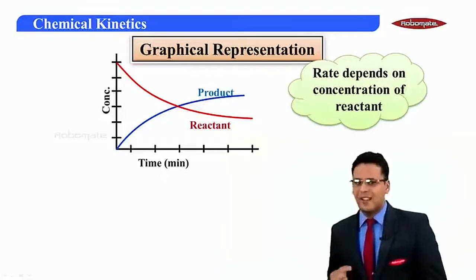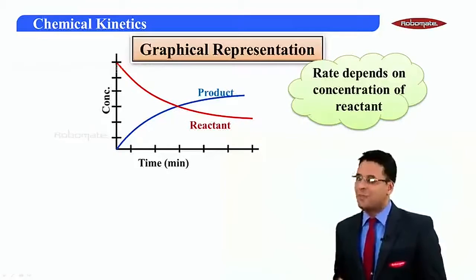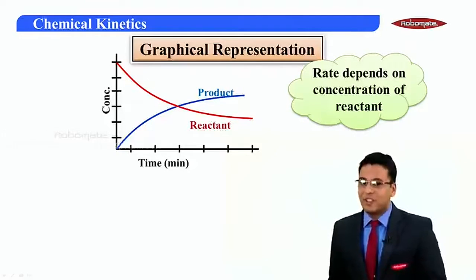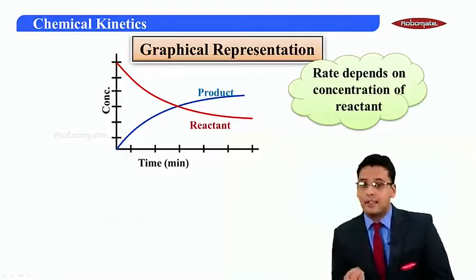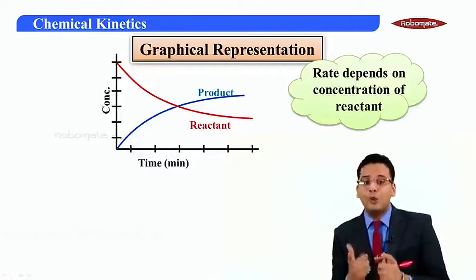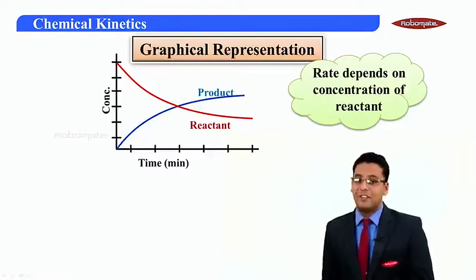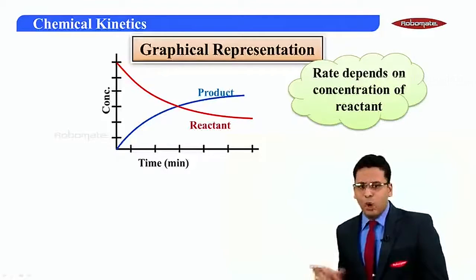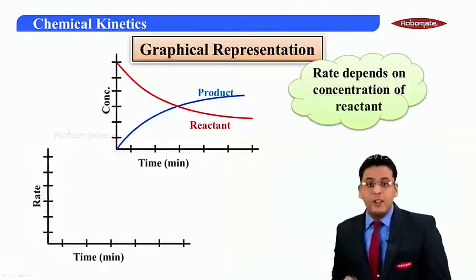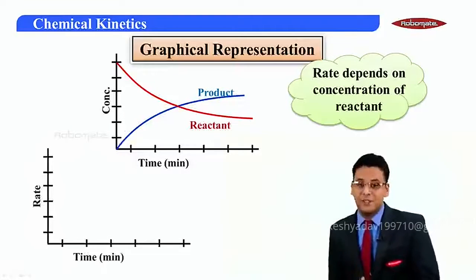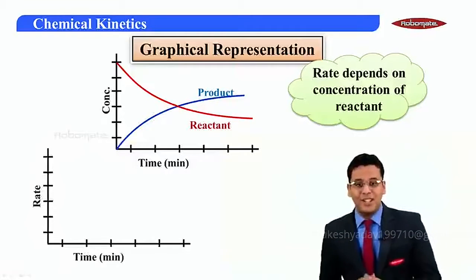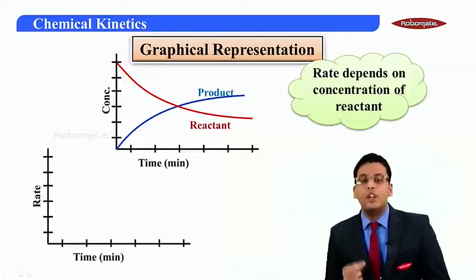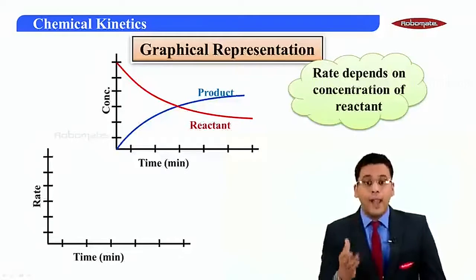Which means that if the concentration of reactants is more, the reaction will be faster. If the concentration of reactants is less, that means the reactants are more diluted, then the reaction will be very slow. This means that if I plot a graph like this, reaction rate versus time, naturally this graph should have a similar profile to that of the reactants, and it does.